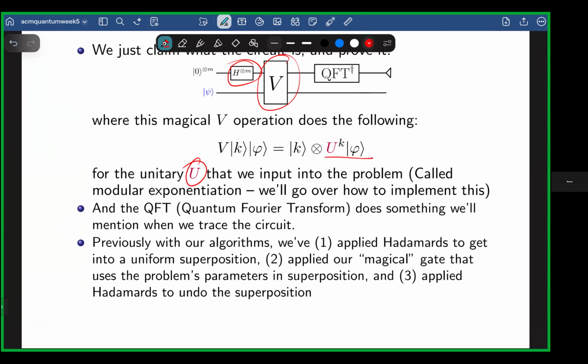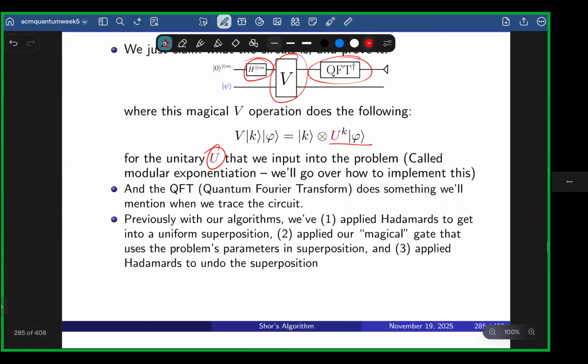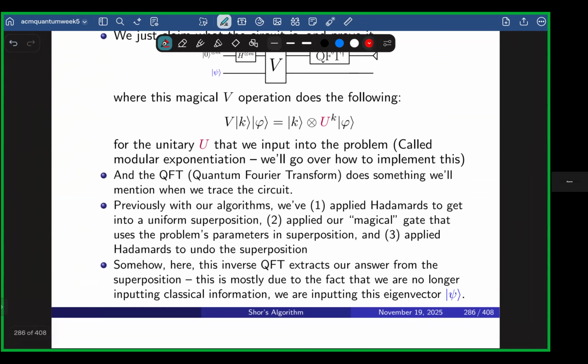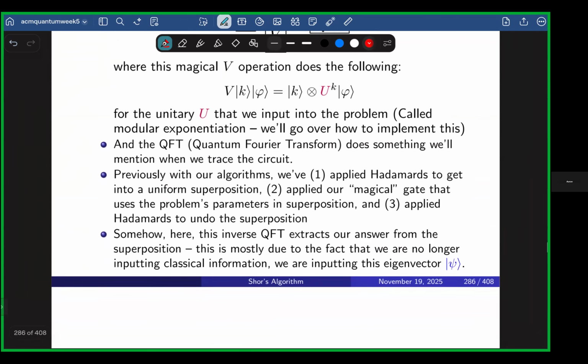So U is an input. V does something with the input to the problem. But then this last thing is different. This QFT is different than Hadamards at the end. Somehow the inverse QFT extracts our answer from the superposition.